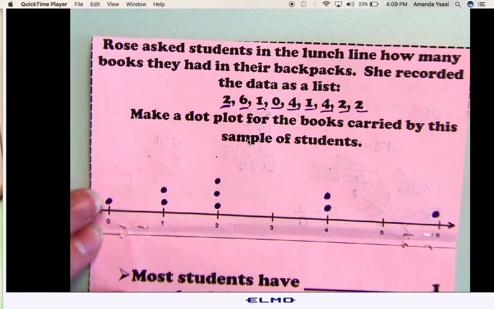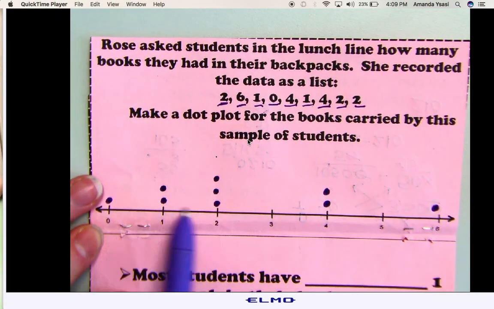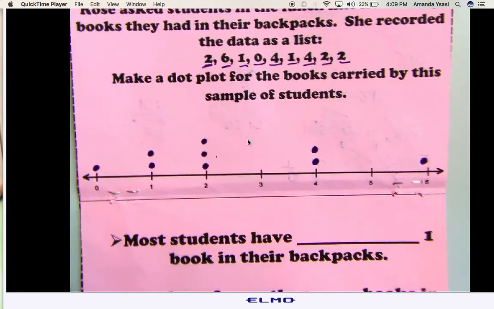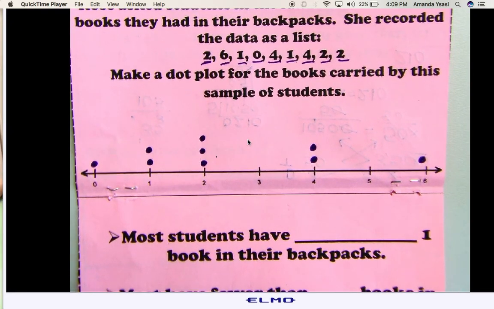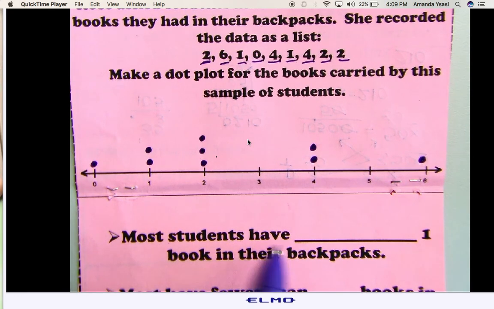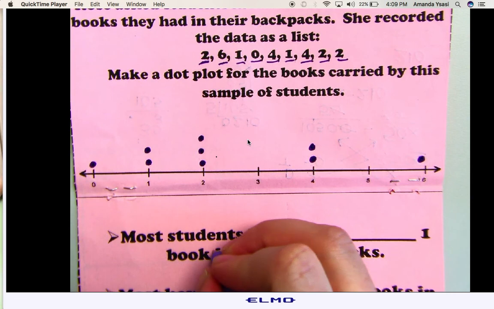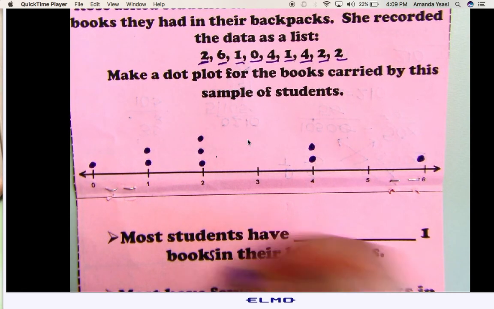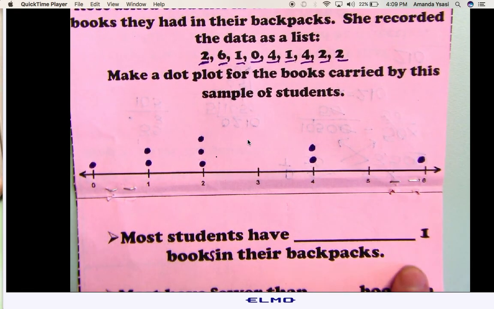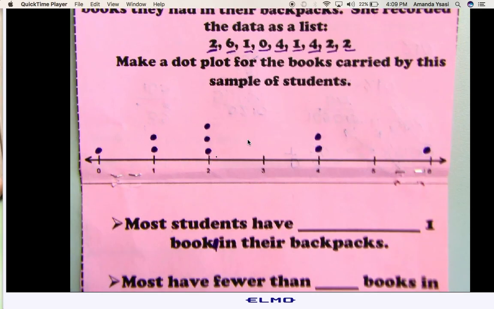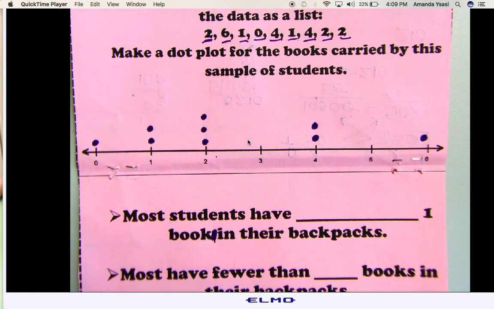Okay, so from the data that they've given us, we've plotted on our dot plot. And we are going to make inferences based on that data. So most students have blank books, blank 1 books in their backpack. Oh, maybe not books, sorry. I shouldn't have put that there. Most students have blank 1 book in their backpack.